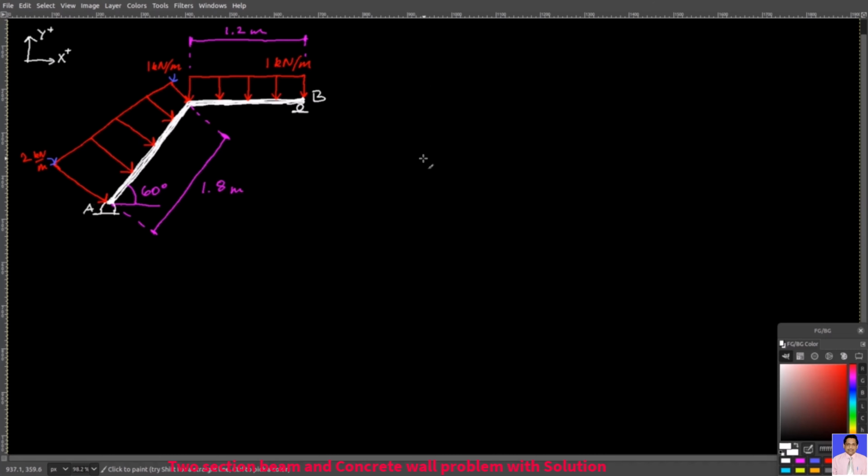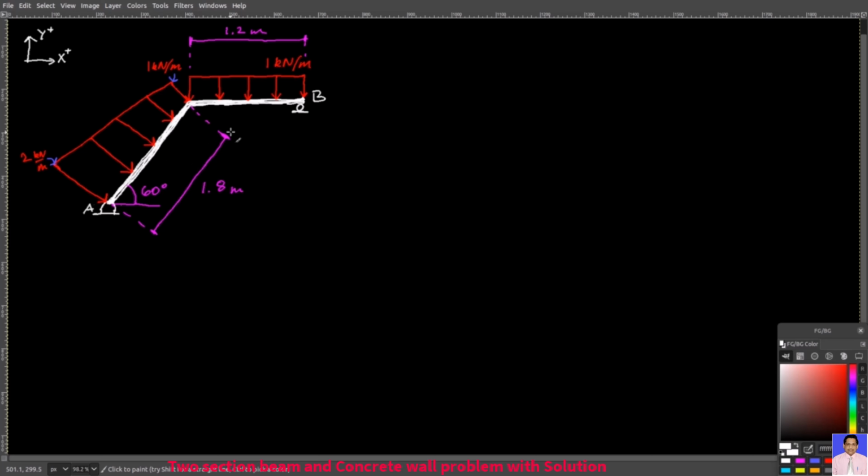Welcome back. So I have a beam here. It has two sections, the horizontal section and the diagonal section. They are both subject to distributed loads as shown in the image.